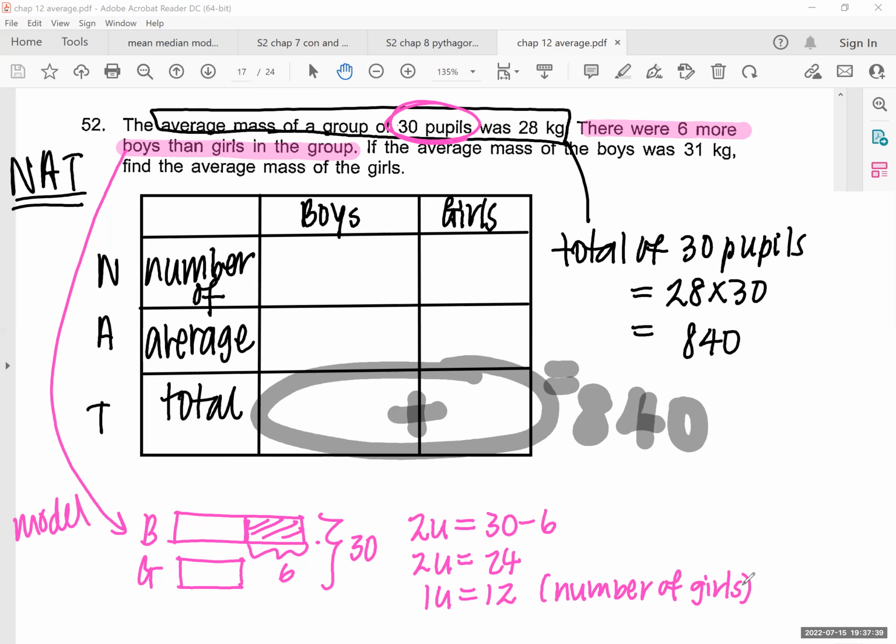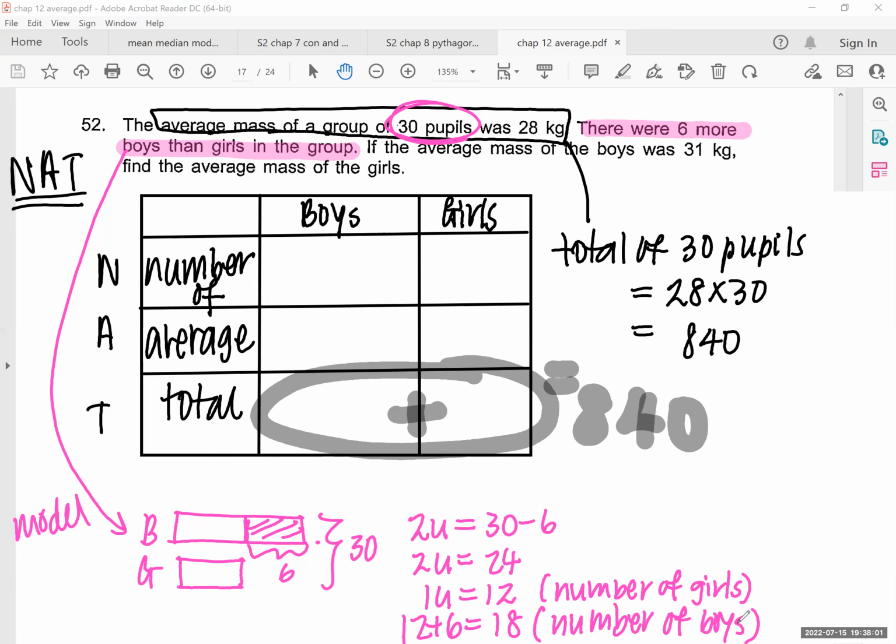What else can I find? Average number of boys. Very good. How do you find the number of boys? 12 plus 6 is the boys. So 12 plus 6 is equal to 18. And I put bracket. What do I write in the bracket? Number of boys. Then now can I fill into my chart already?